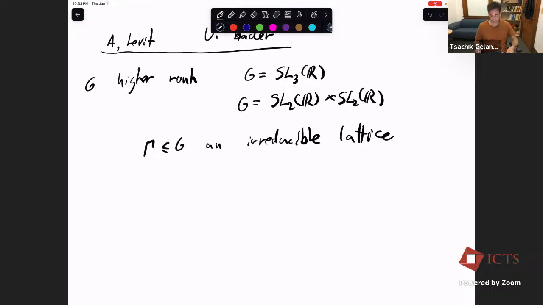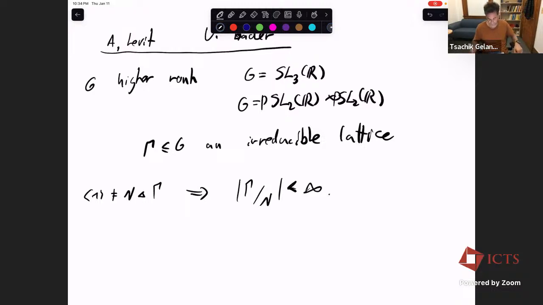Then gamma is the normal subgroup theorem. If N inside gamma is normal and non-central, say, suppose non-trivial, and suppose that G is center free, then it's a finite index. So gamma mod N is finite. If you want, gamma is as simple as possible because these groups are linear, so they're residually finite, but they're just infinite. They don't have infinite proper quotient.